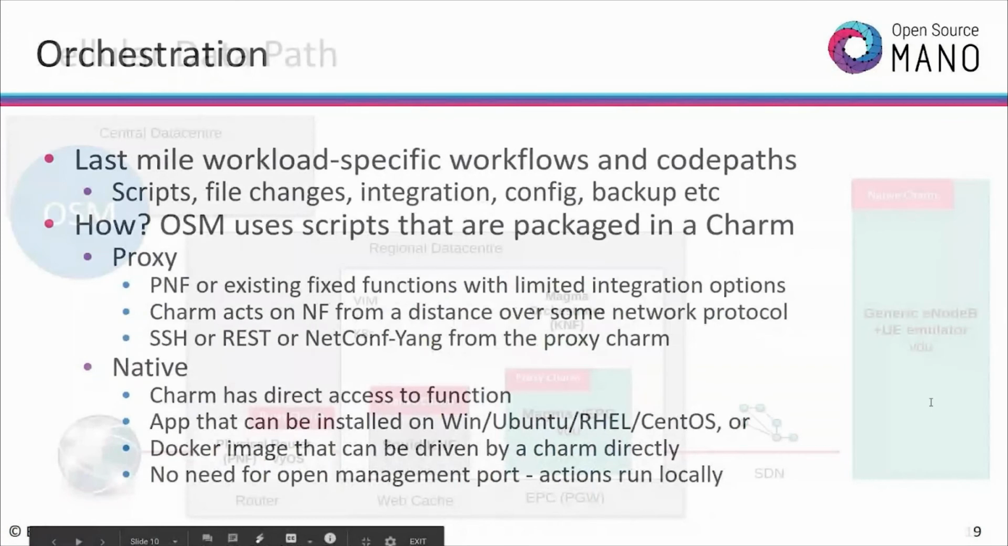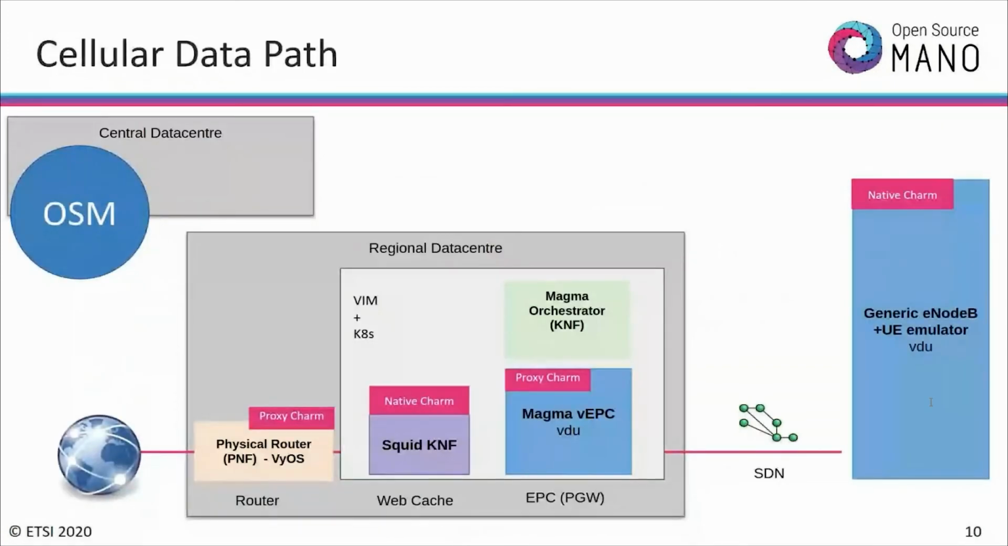So coming back to our picture, here's the cellular data path that we were showing earlier, and this is how we are going to be demonstrating the orchestration as we go through this week. Physical router, obviously, got to be a proxy charm. Native charms will run on our KNF and our eNodeB simulator, and a proxy charm for the Magma vEPC as well.